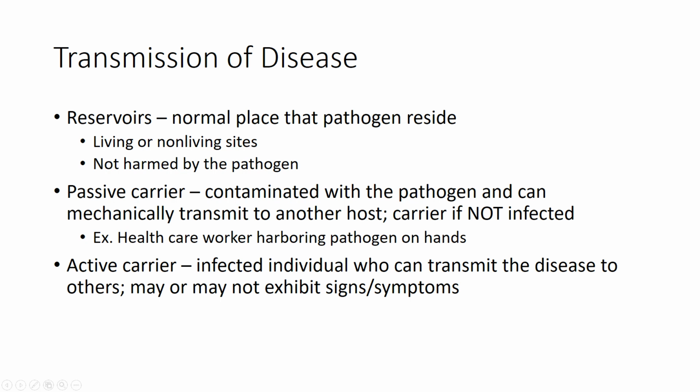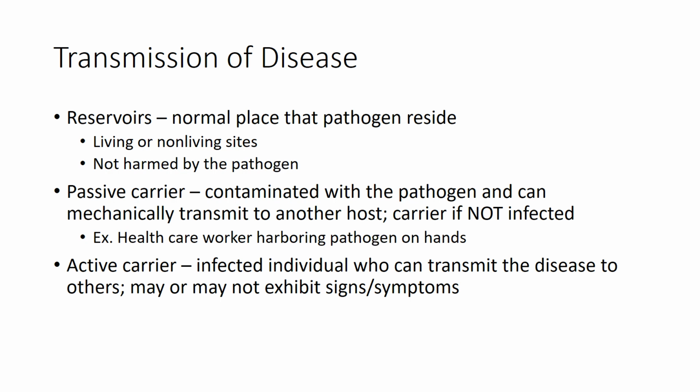So let's get into a little bit more of this important terminology. So we want to look at how diseases are transmitted. So these three terms on this slide show you where diseases are really going to kind of hang out other than when they're causing specific disease. So one term that we need to know is a reservoir. A reservoir is the normal place that the pathogen resides. The reservoir is not going to be harmed by the pathogen. A reservoir can be something living, like an animal or human, or the reservoir can be a non-living site, like food, dirt, water, anything like that.